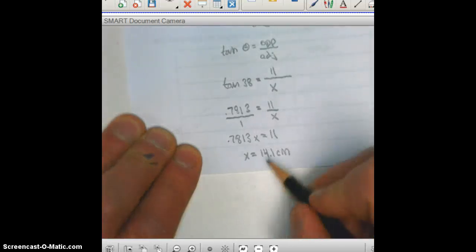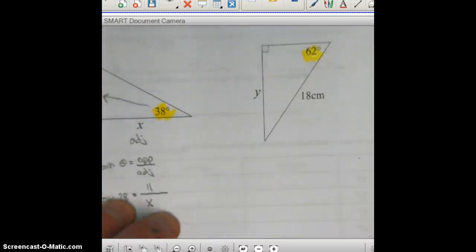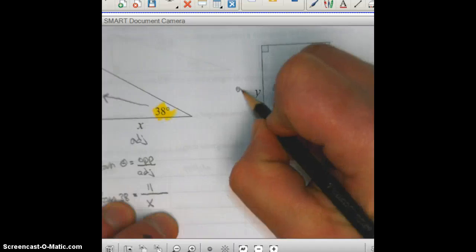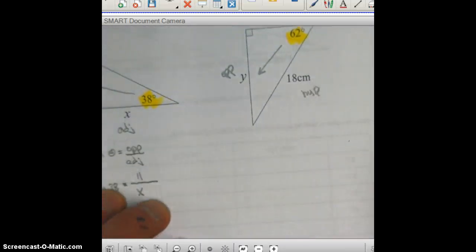So let's take a look now at the second example. In the second example, you are going to be looking at this from the perspective of the 62-degree angle. And with respect to the 62-degree angle, we've again got y, which is the opposite side, and we've also got 18, which is the hypotenuse.